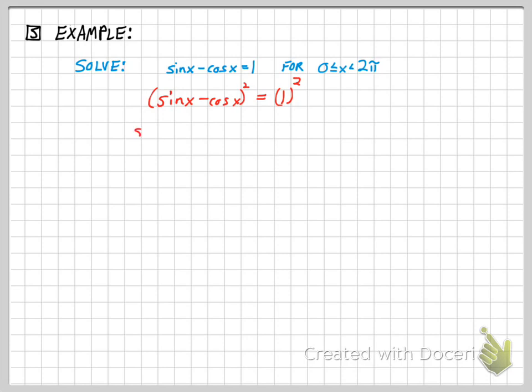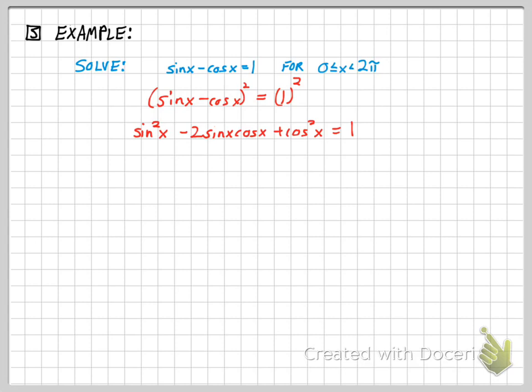All right, so let's think about this. I'm going to have sine squared. You're going to have two middle terms that are both sine times cosine, so there's going to be two of those. My middle term here is minus 2 sine x cosine x, and then I have plus cosine squared x, and that whole thing equals 1.